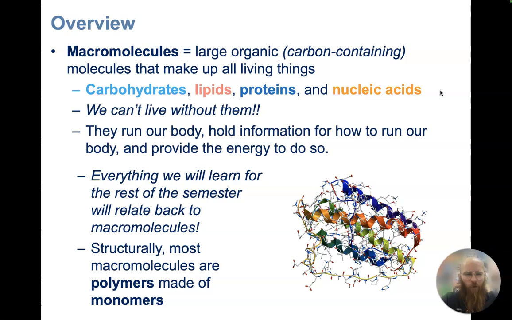Whenever I say macromolecules, what I'm referring to are these large organic molecules that make up all living things. Macro always refers to large, and molecules are materials that contain more than one type of atom or element. So they're very large organic, meaning carbon-containing, molecules that make up all living things. In this lesson, we're going to cover the four major macromolecules, which are carbohydrates, lipids, proteins, and nucleic acids.